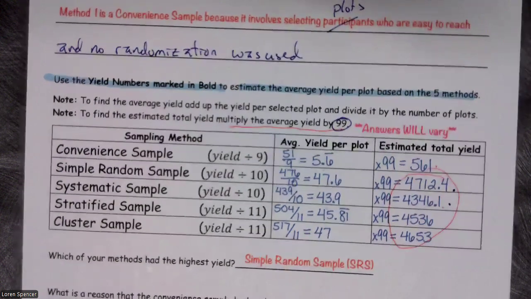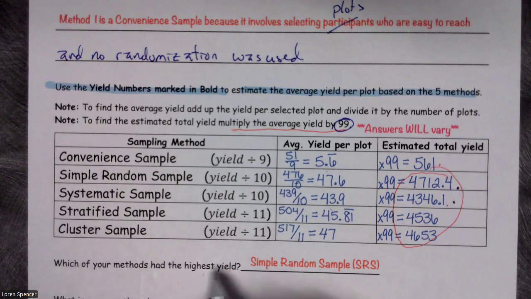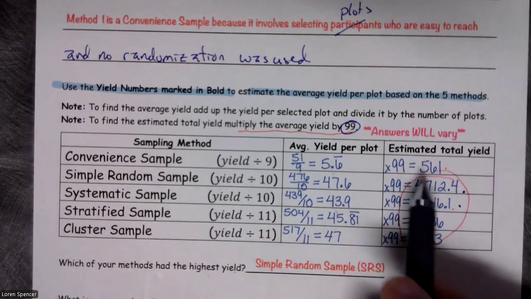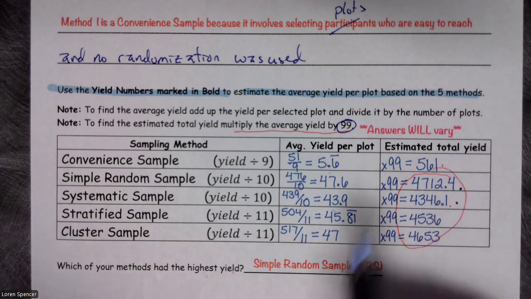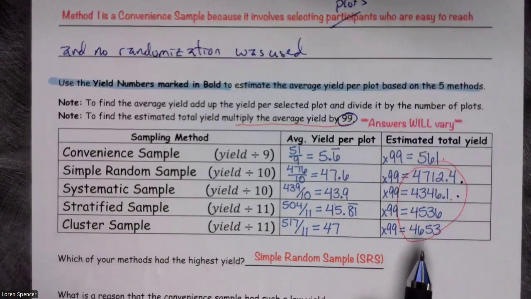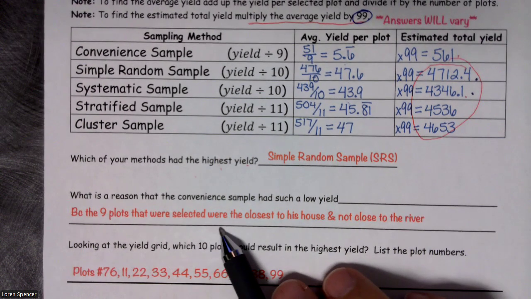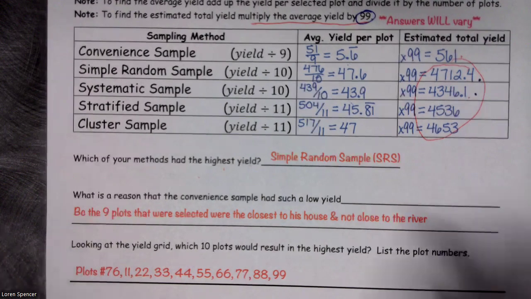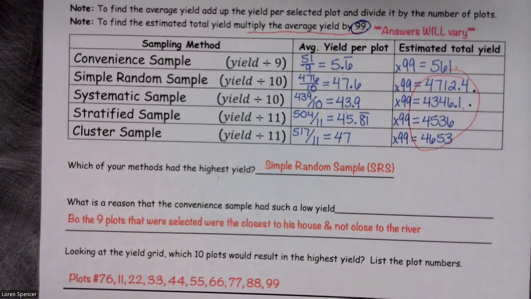So, which method had the highest yield? By the way, answers on this will vary. Yours may be different than mine. I know it won't be the convenience, but it may not be the simple random. But when I look at that, clearly the simple random sample. What is the reason the convenience sample had such a low yield? It was because the 9 plots that were selected were closer to the house and not close to the river. And apparently water is necessary for or helps corn growth.